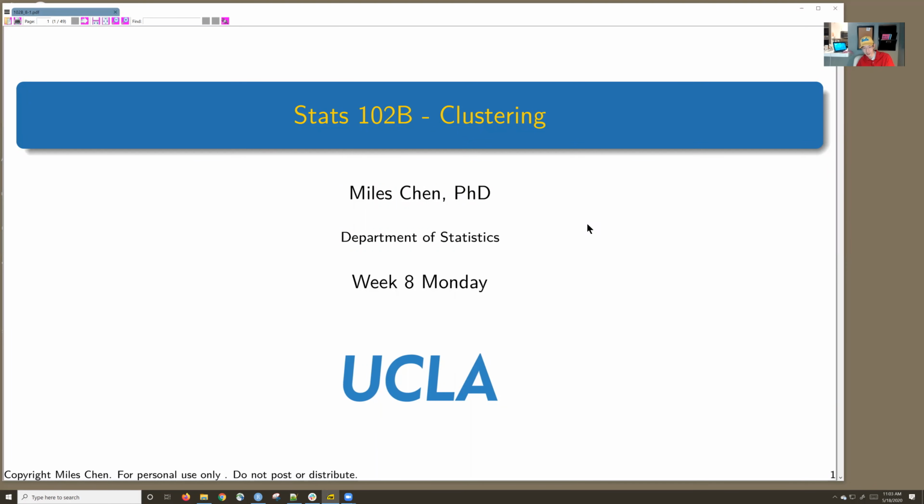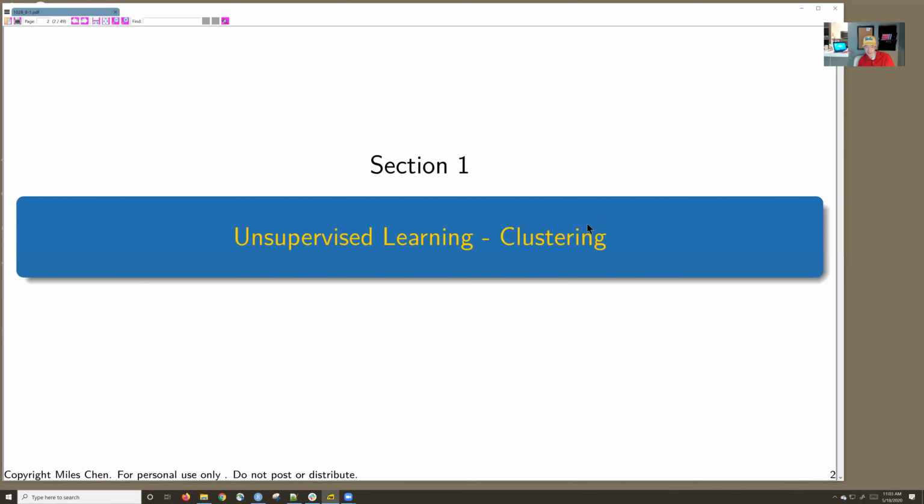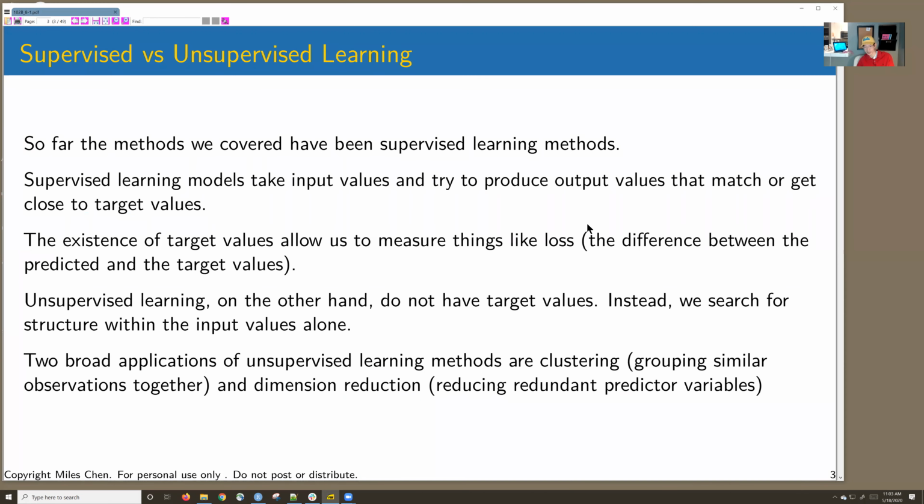All right. So today we are talking about clustering. We're going to introduce k-means clustering and unsupervised learning. Let me just start off talking about unsupervised learning.